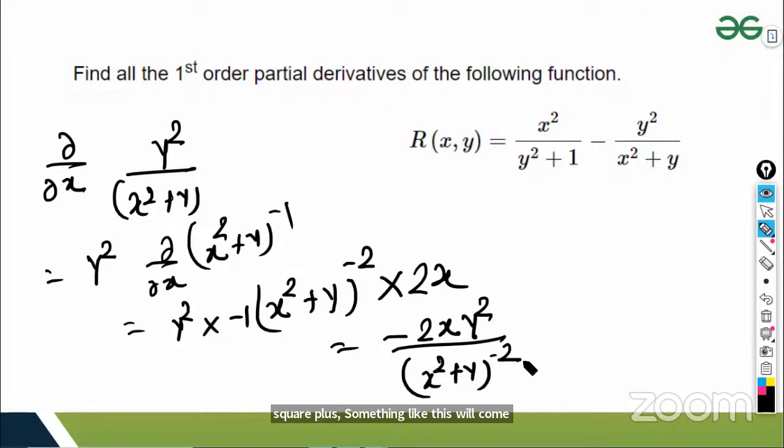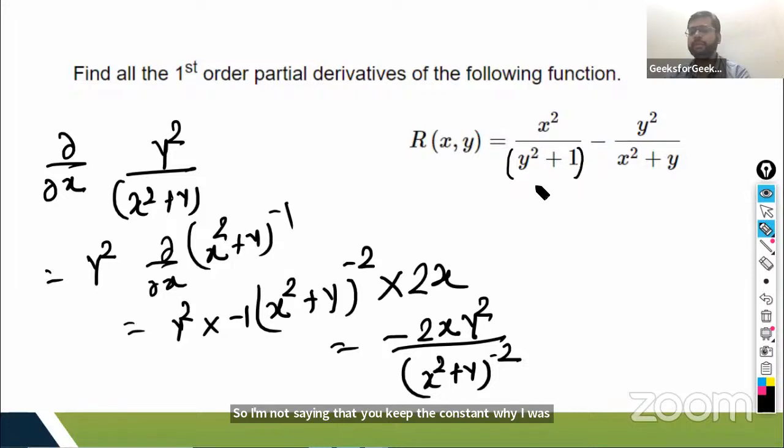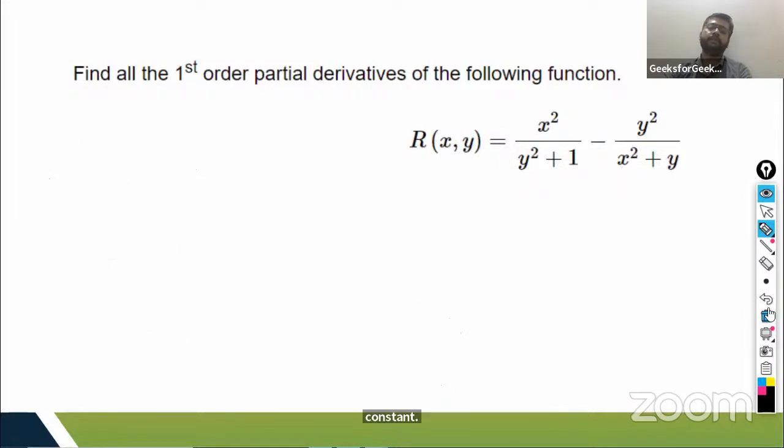Yes, sir. So I'm not saying that you don't keep y constant. I was saying that here we directly took this part as a common. But here we cannot do this because this was a function completely in y and 1, so both are considered constant. But here it is not 100% constant. This is variable and this one is a constant. Okay. Yes, sir.